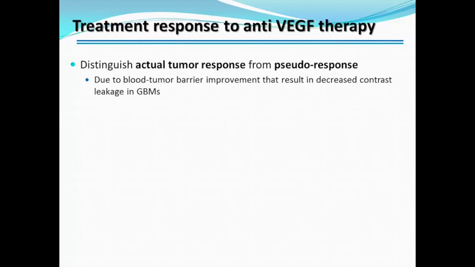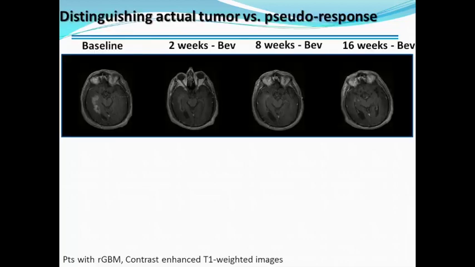So with the advent of anti-angiogenic therapy, it became very difficult to distinguish actual tumor response from pseudo-response. And what is pseudo-response? It's due to blood tumor barrier improvement that results in decreased contrast leakage in GBMs. So what does that mean?